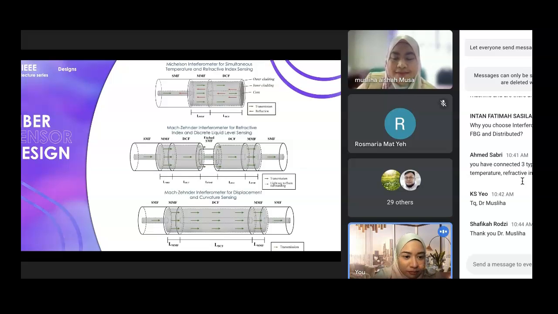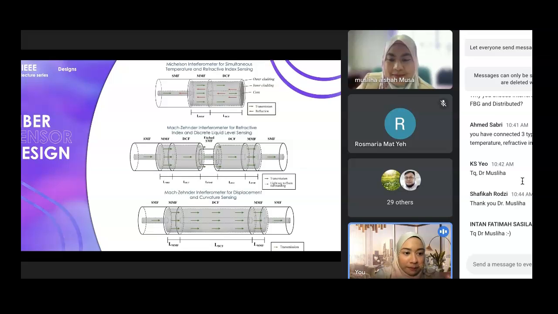Next is from Ahmed Sabri. You have connected 3 types of fiber to sense temperature, refractive index, and liquid. So that was the question. So the 3 types of fiber are for temperature, refractive index, and liquid. I think he's asking if each fiber is contributing to one parameter. I hope I'm rephrasing that correctly, Ahmed Sabri. Do you want to clarify for us?